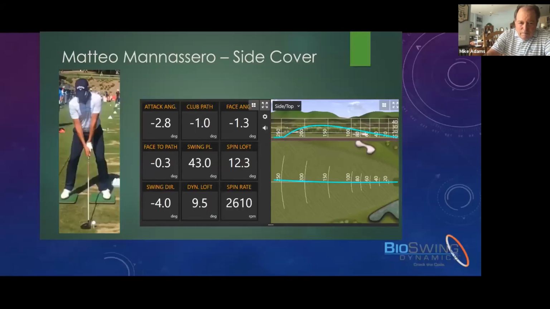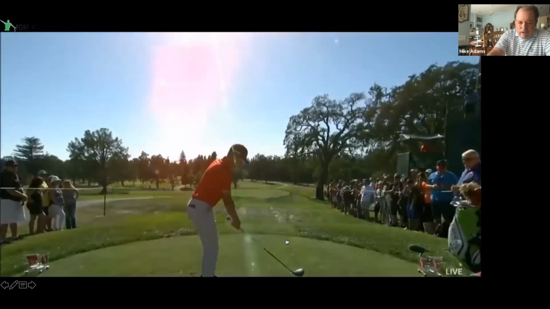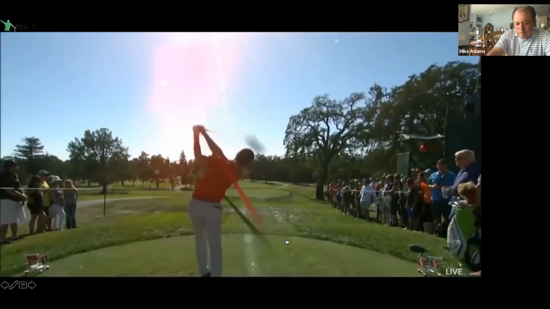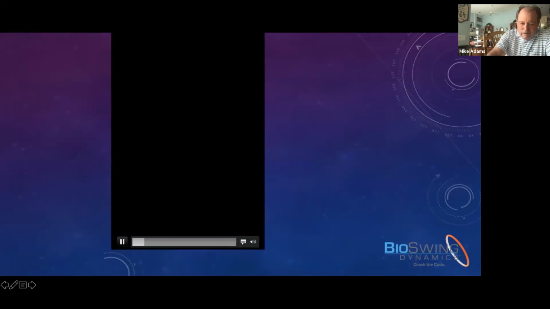Molinari, same. Manassero. And here is Cameron Champ. If you notice, his spin is 2831. His angle of attack is 2 down. He's a side cover, front post golfer. Tom Pieters, when we tested him, he was side cover.